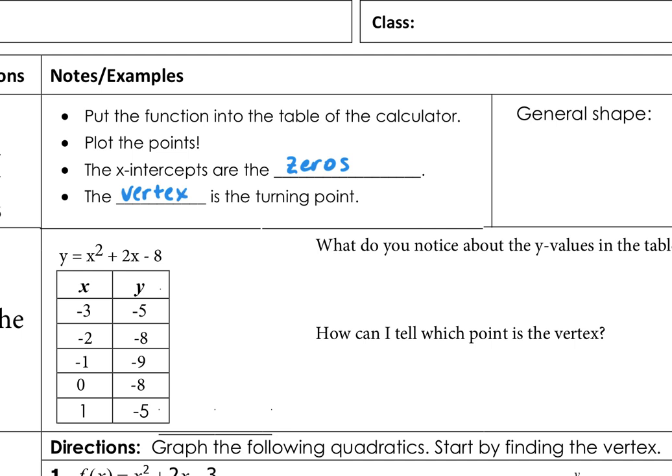So the general shape: if x squared is positive, then our quadratic is going to look like this. If our x squared is negative, then our quadratic will open down. So that's generally just what they look like.